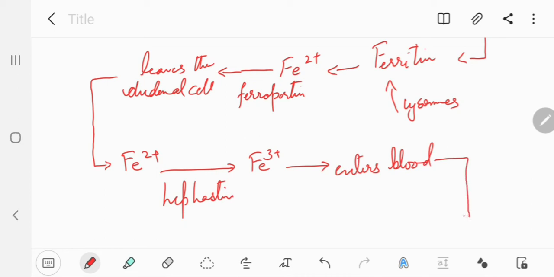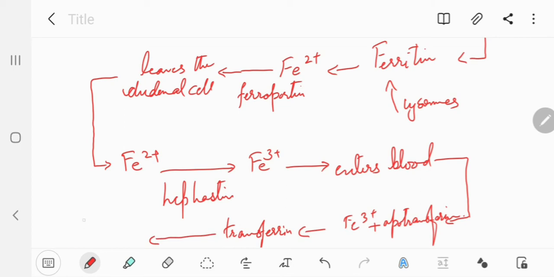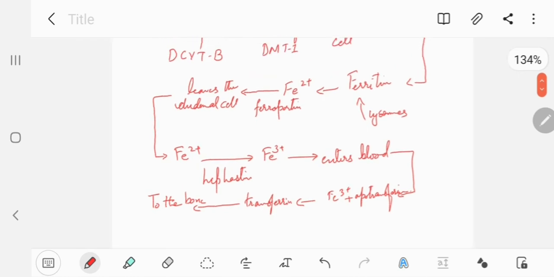This ferric iron then enters into the blood and combines with apotransferrin present inside the plasma. This apotransferrin is converted into transferrin and then the iron is taken to the bones, to the liver and to the rest of the areas.